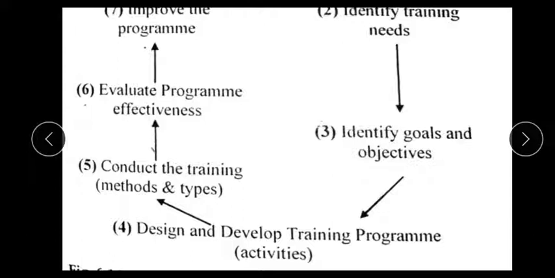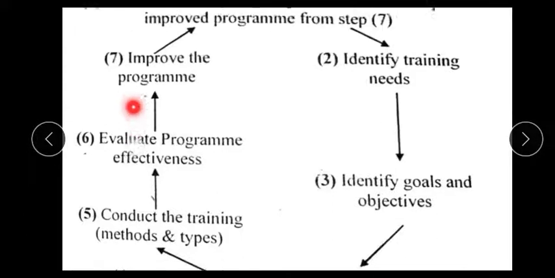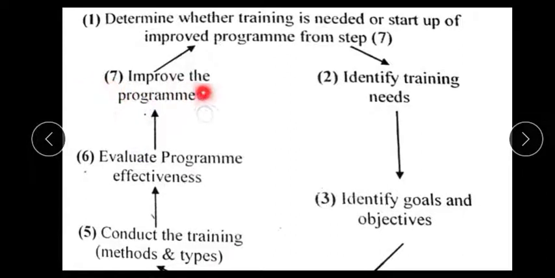And the sixth one is to evaluate program effectiveness. It is done by knowing the trainee's opinion, the supervisor's observation, workplace improvement, hazard reduction and performance improvement. It should be checked whether the training has accomplished its goal.